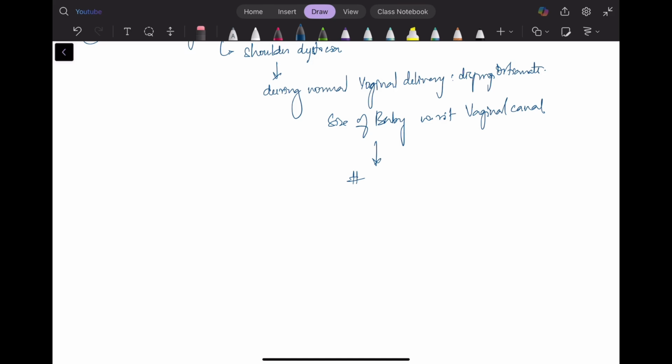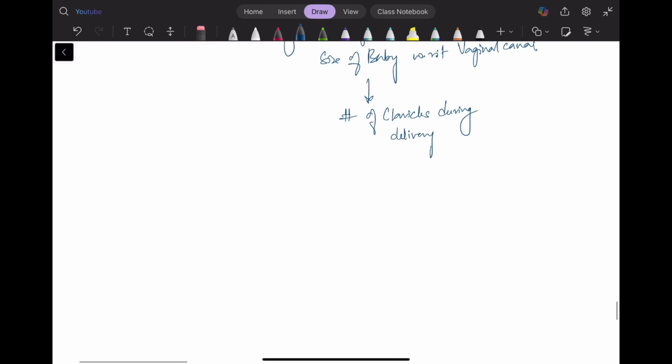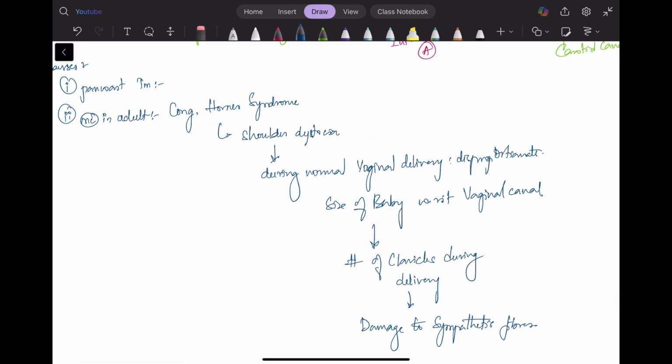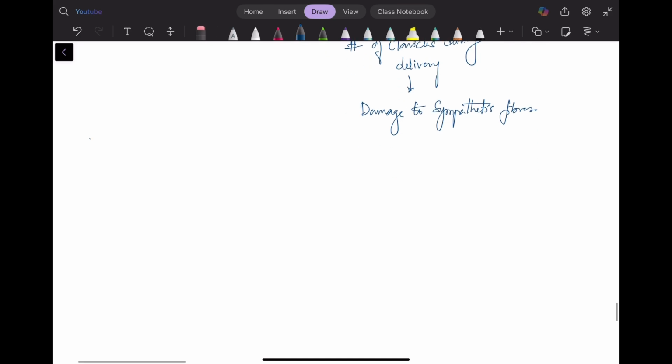So what happens, there is a fracture, the hashtag symbol, for juniors I am saying, it denotes fracture. It happens during delivery, a common fracture. Damage to sympathetic fibers. That was a small concise pathway. Then coming to clinical features, important, don't skip this part.